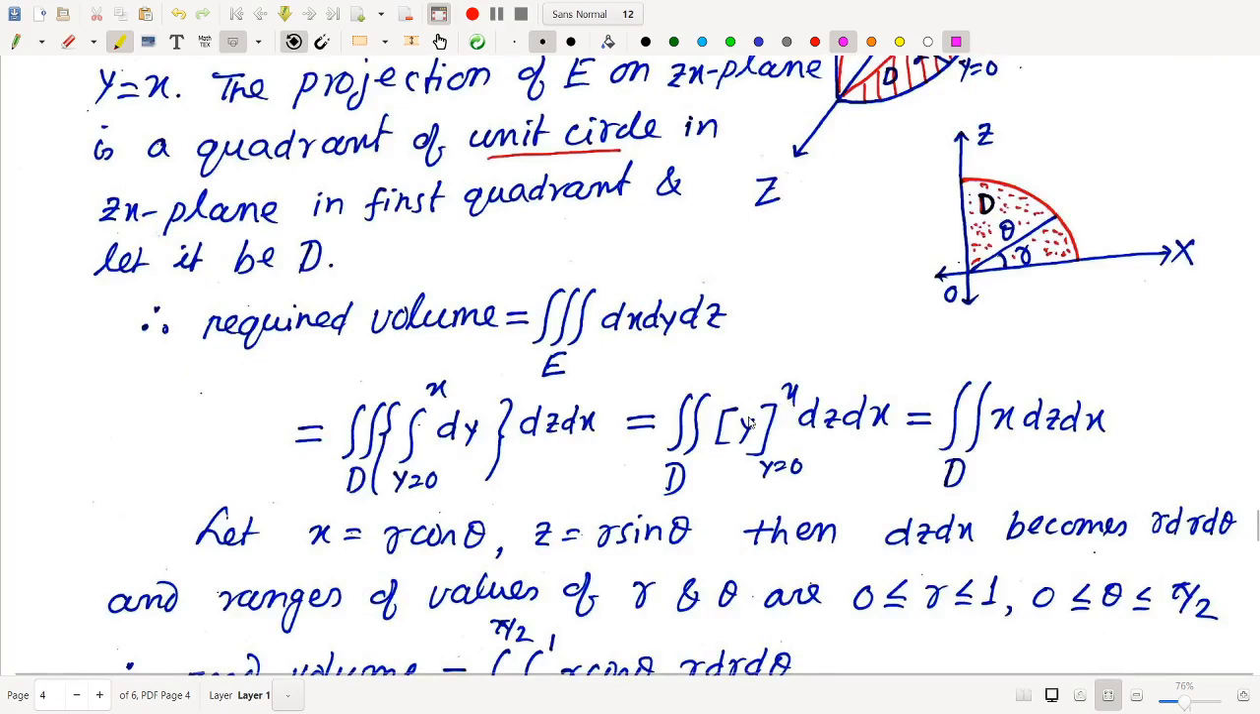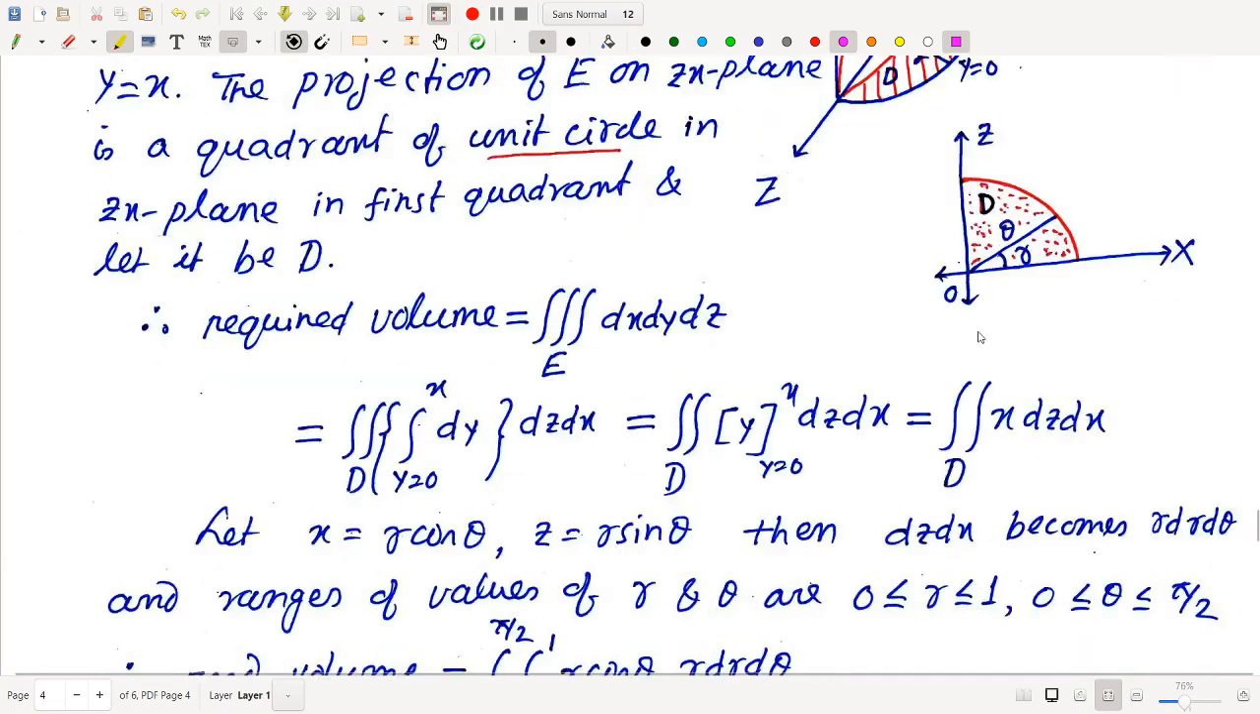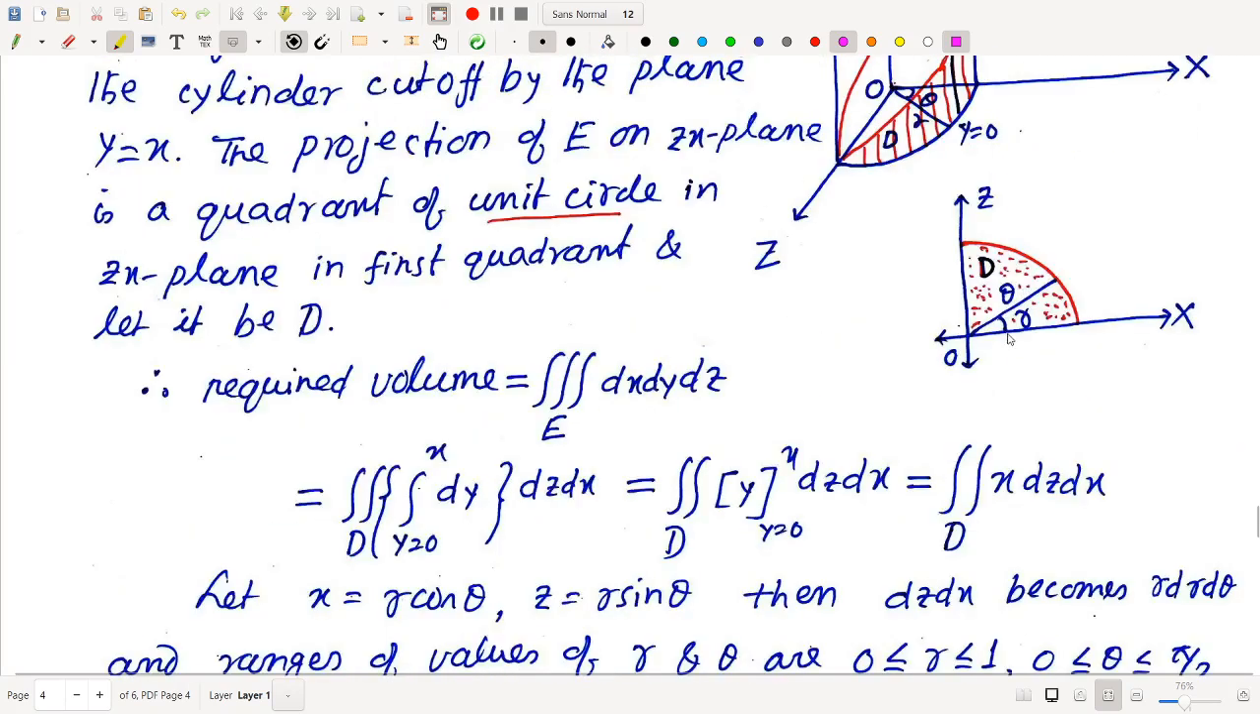So the integration of dy means 1 dy is y, so it is x, upper limit minus lower limit, so x dz dx. Now this is just a circular region, that's why we go to polar coordinates. Let x equal to r cos theta, z equal to r sin theta, instead of y it is z. Then dz dx becomes r dr d theta, the Jacobian of the transformation will be r, and the ranges of values of r and theta will be: r means radius from 0 to 1, the radius is 1, and theta will obviously be from 0 to pi by 2, from the x axis to the z axis here.